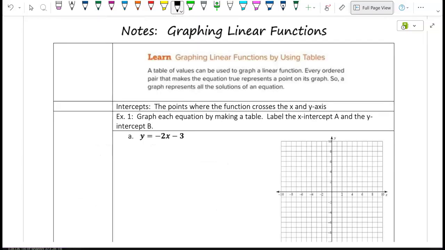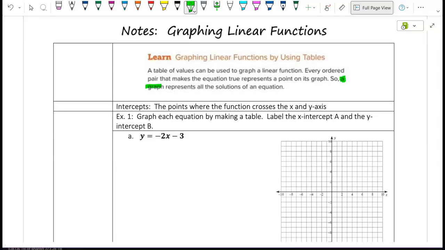All right, so our first lesson here is on graphing linear functions. Now, you did do a couple explore activities on Friday from the online textbook, exploring points on a line and lines through 2 points, 2 different activities, which were both geared towards what we're going to be doing in this module. A table of values can be used to graph a linear function. Every ordered pair that makes the equation true represents a point on a graph. So a graph represents all the solutions of an equation.